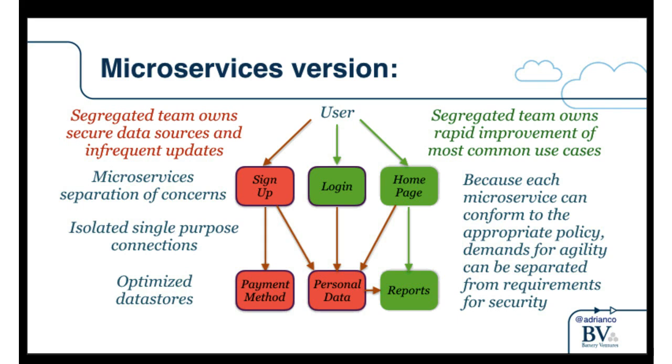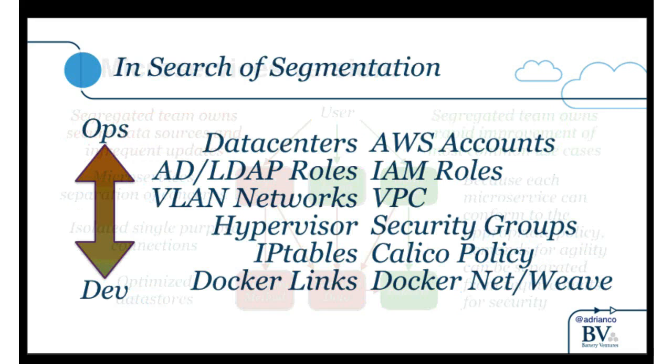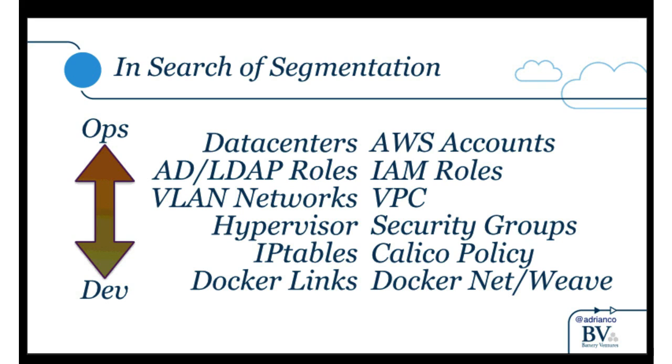If we want to deploy both of these environments, how do we split them up? I did a whole presentation called In Search of Segmentation, which you can find on my SlideShare account. But this is just a couple of slides summary of this issue. In the old days, we had operations that created data centers. They set up Active Directory and LDAP roles. They controlled the networks. They'd provision a hypervisor. They'd use IP tables to set up firewalls and things like that. And then the developer would deliver their application into it. Maybe they got to deliver their application as a collection of Docker containers that are linked together, but they're delivered as a bundle. So that's in fairly operations-controlled infrastructure.